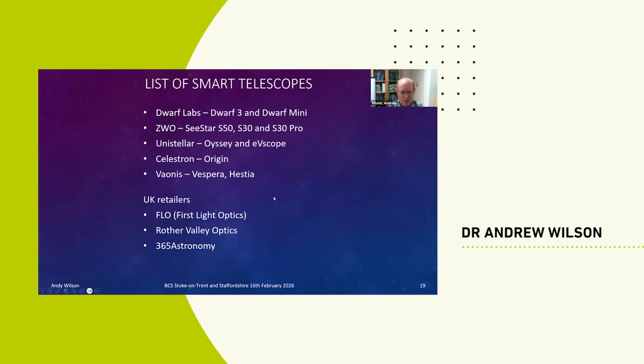In case people want to go back and have a look at the recording, or if I share slides, I thought I'd just give a quick list of the smart telescopes and some UK retailers. There are others out there, but these are ones which I've known and used. The Dwarf Labs and ZWO, those are probably the most popular ones, and those are the ones which cost a few £100 and these all are designed to be relatively easy to use, and you can control them from your phone.